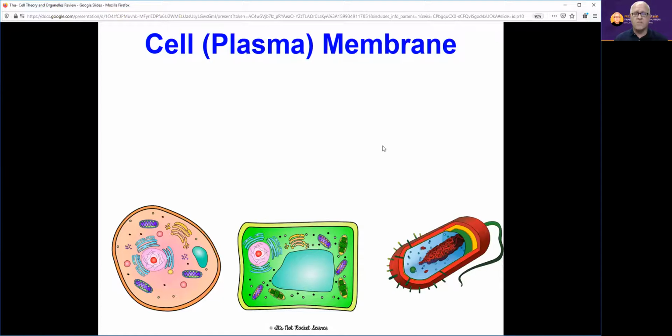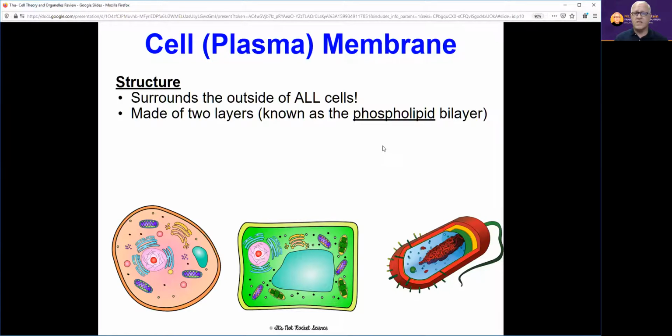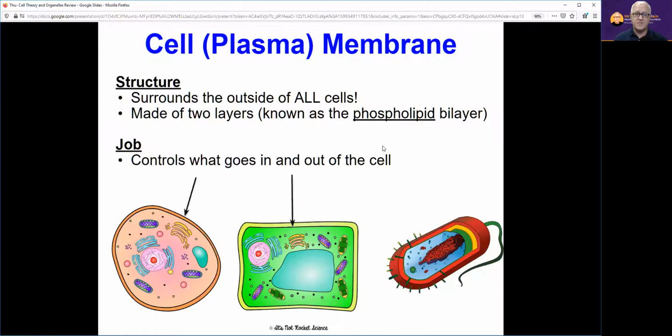Let's go over a couple of these main organelles again. You've got the cell membrane, which surrounds the outside of the cell, also known as the phospholipid bilayer. Its job is to control what goes in and out of the cell. All cells, regardless of whether they're prokaryotic or eukaryotic, have a cell membrane.